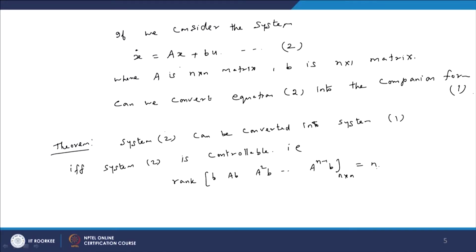So, this matrix is an n cross n matrix. So, it should be invertible. The question is how to convert the system into this particular form. It is done using a transformation. So, let us consider the transformation.